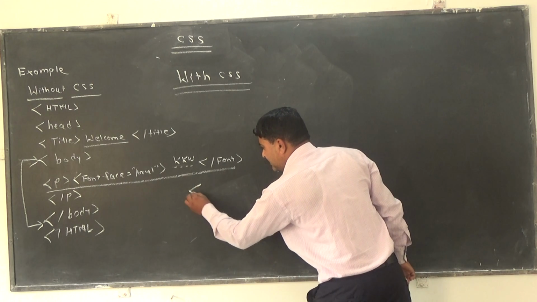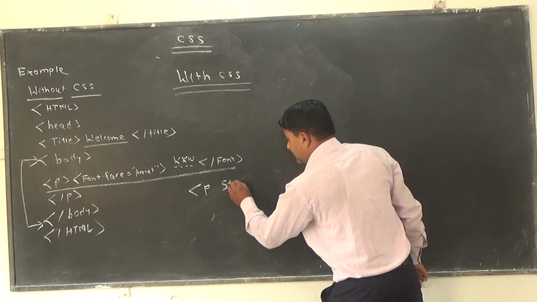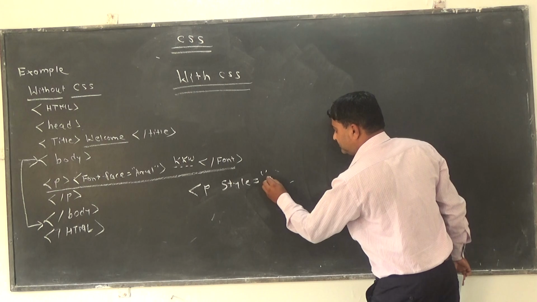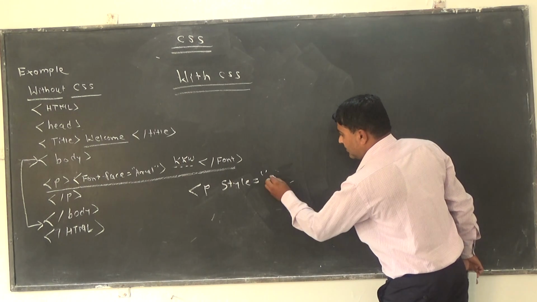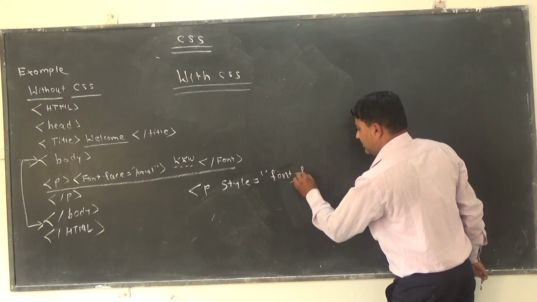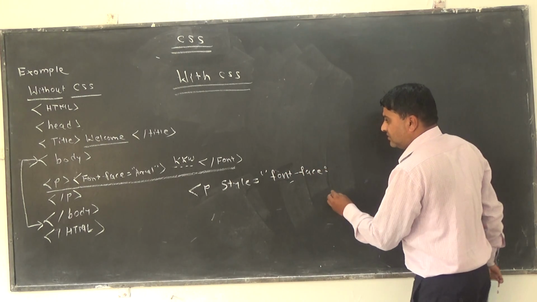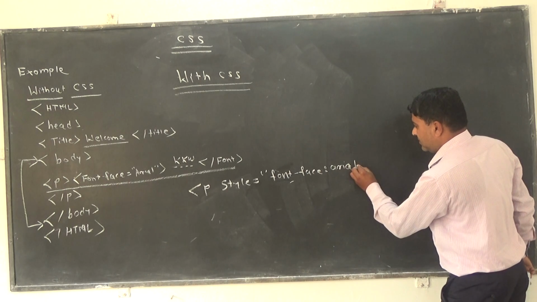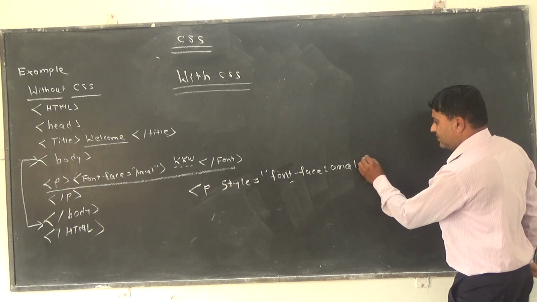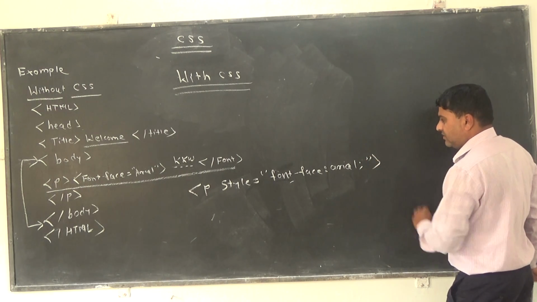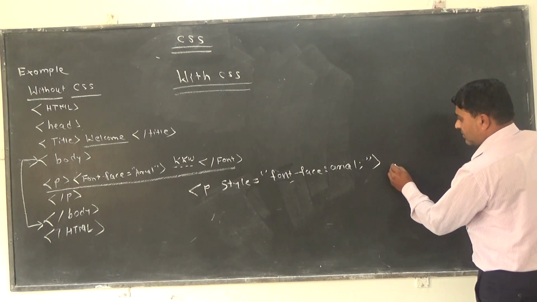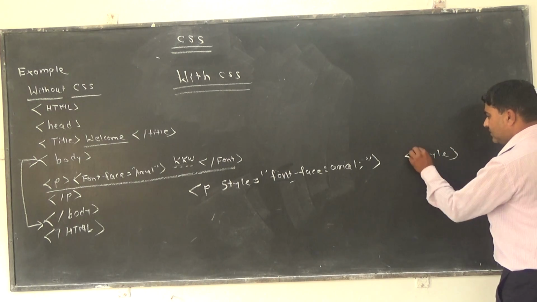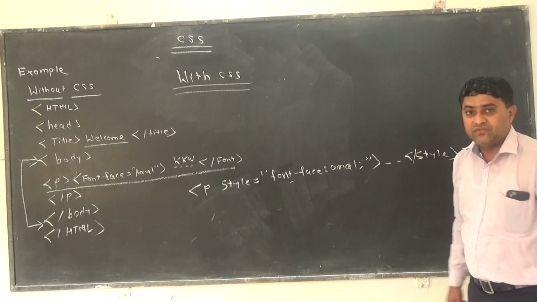For example, this is a p tag, p style equal to, then font face colon Arial semicolon, and close the style. So this is a way to apply the style sheet with CSS.